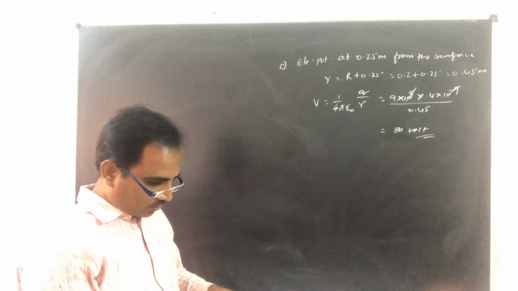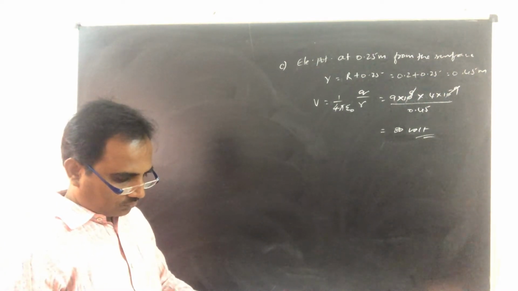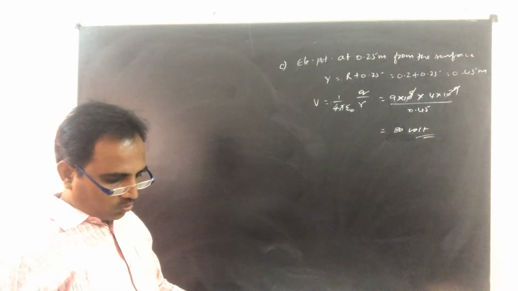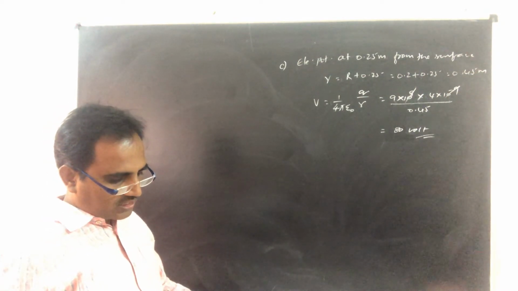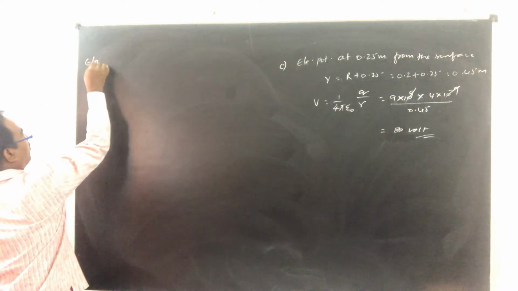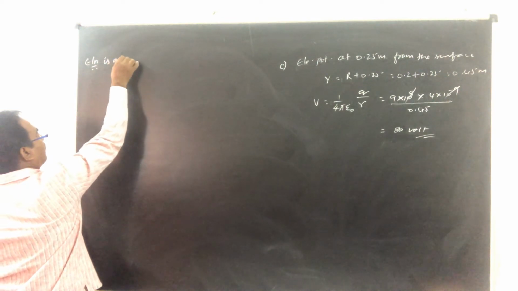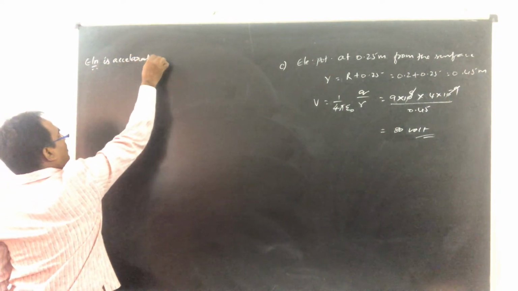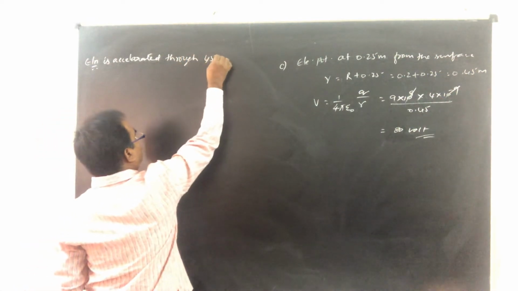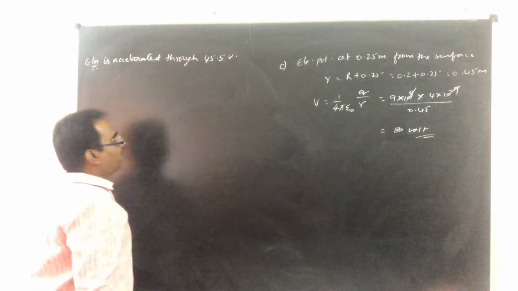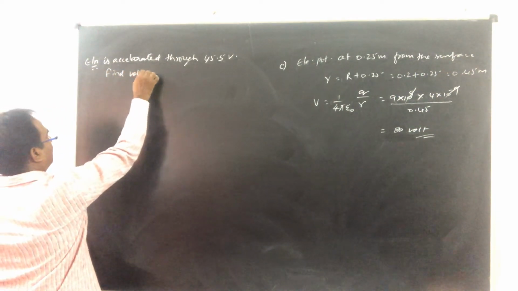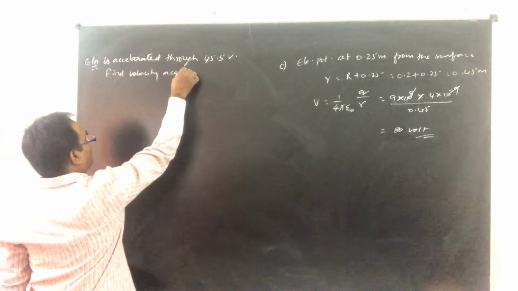You look at this next problem. An electron is accelerated through a potential difference of 45.5 volt. What is the velocity acquired by it? So the problem is like this. Electron is accelerated through a potential difference of 45.5 volt. Find the velocity acquired by it.